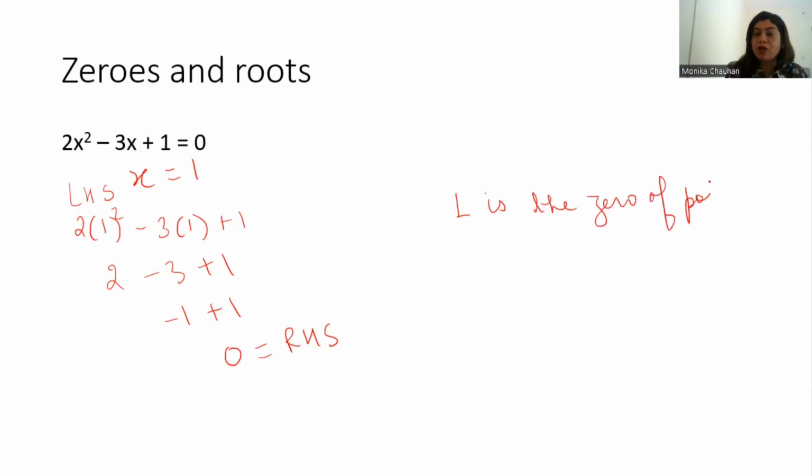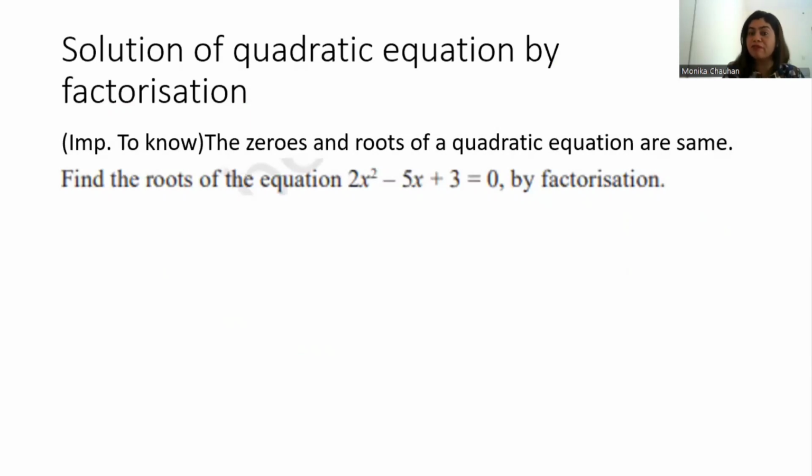It is also the root of the equation. Both mean the same. This is the repeated thing from your chapter 2. When you replace x by any value of this variable x and it makes the left hand side equal to the right hand side, that means that's the zero of the polynomial or root of the equation. But every time we are not going to check what value makes it equal to the right hand side; instead, we will understand by factorization.